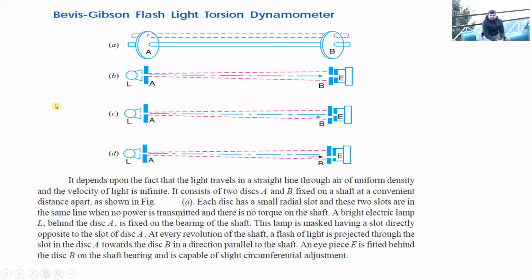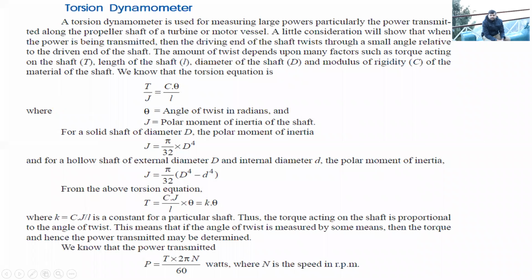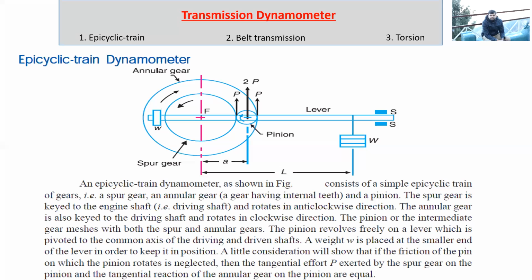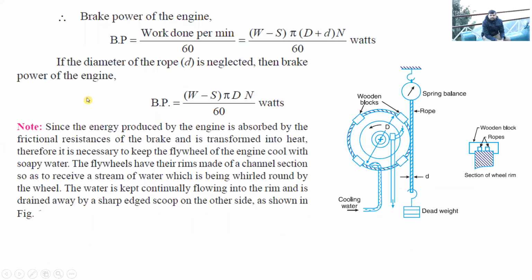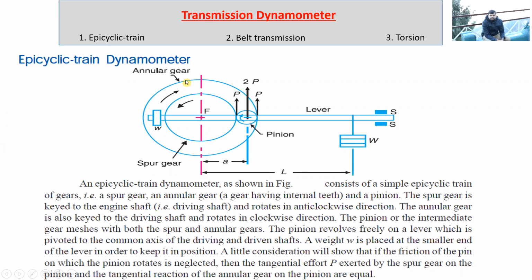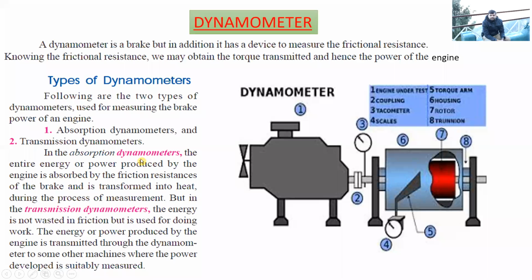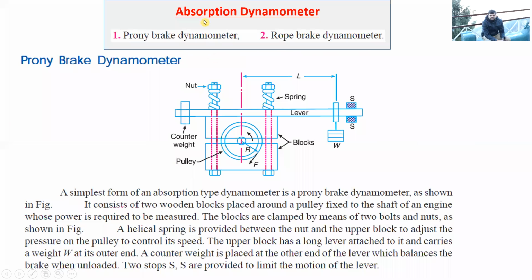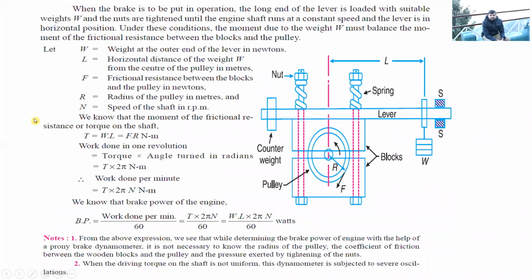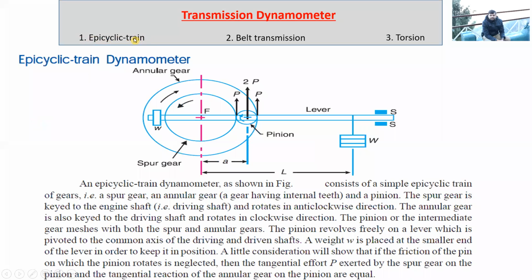All right. So I hope the topic today, which we discussed, that is the dynamometers, is clear. We actually discussed 5 types of dynamometers. Basically, it is divided into 2 types: absorption type and transmission type. In absorption type, we saw 2 types of dynamometers: one was the Prony brake, and the other one was the rope brake. And in transmission type dynamometers, we saw 3 types: epicyclic-train, belt transmission, and torsion dynamometer.